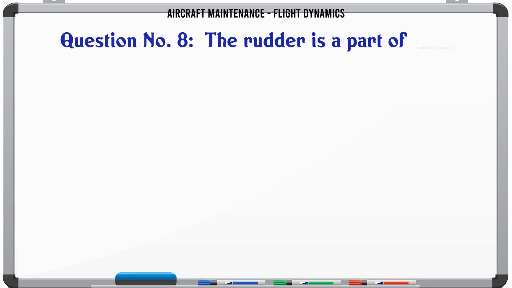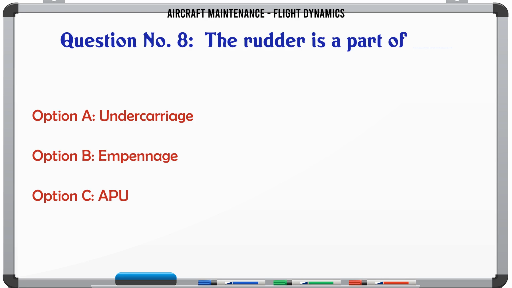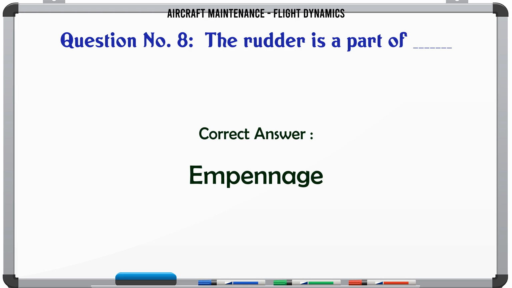The rudder is a part of A. Undercarriage. B. Empennage. C. APU. D. Engine. The correct answer is empennage.